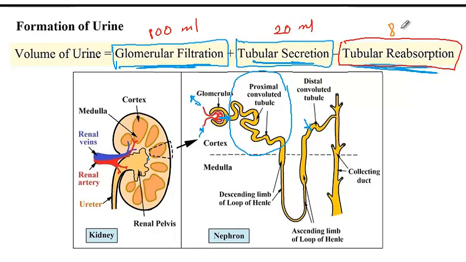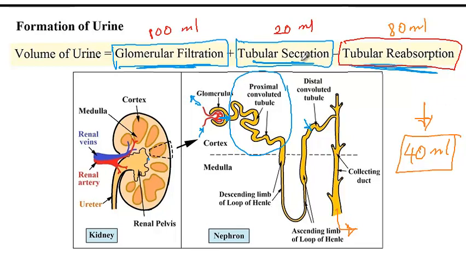So let's say 80 ml is getting reabsorbed. Therefore, the final volume of urine that will exit the collecting ducts would be 40 ml. That was just one rough example to give you an idea of how the volume of urine is a balance between filtration, secretion, and reabsorption.